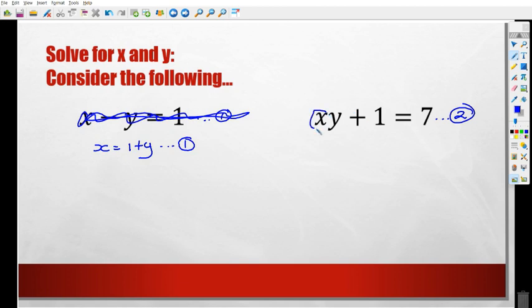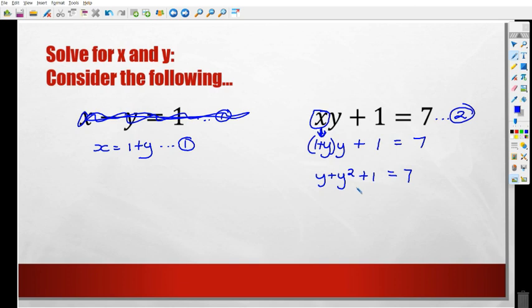So what is x over here in this other equation? It's going to be 1 plus y. So that's my x. Can you see that? What's attached to the x? A y. So what must be attached to 1 plus y? A y. Plus 1 equals 7. Now I need to simplify a little bit. So I've got y times 1, which is y. y times y, which is y squared. Plus 1 equals 7.